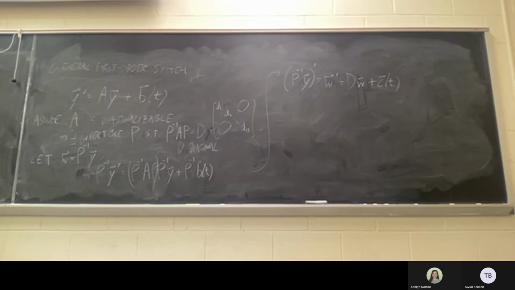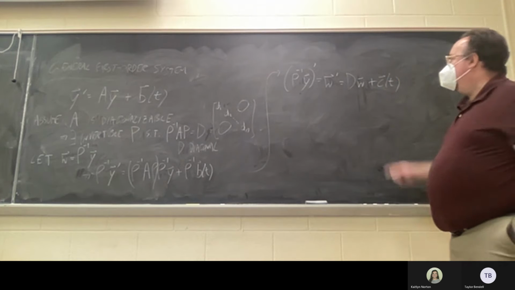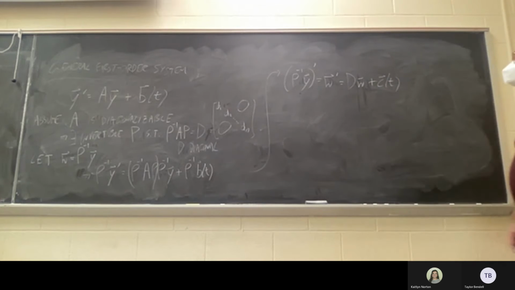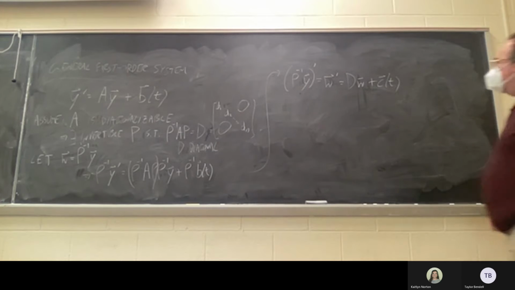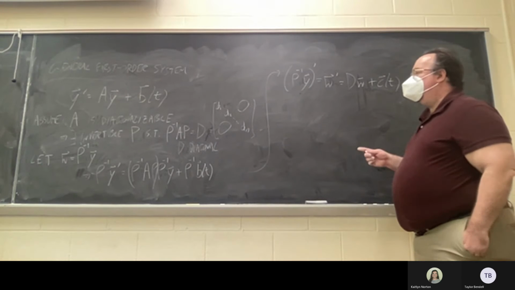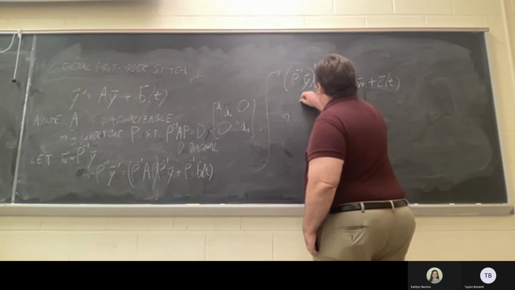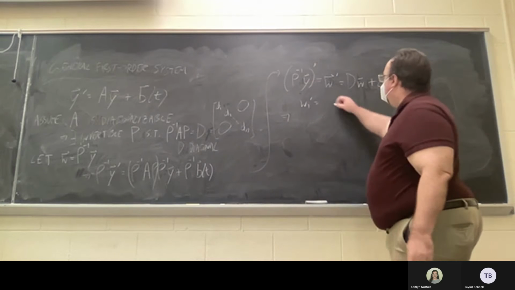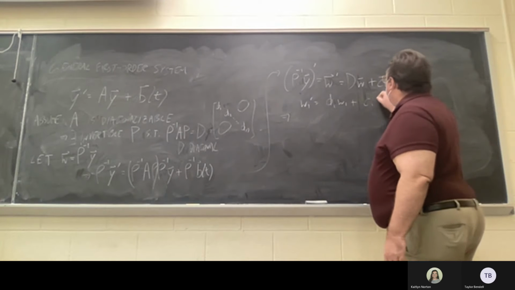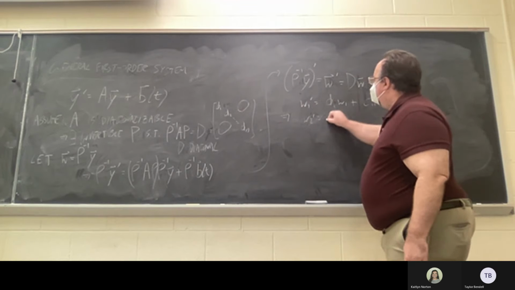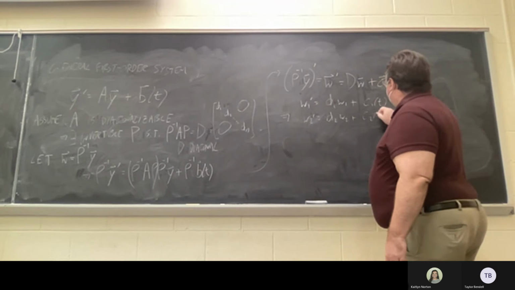So now I have a system of ODEs that has the same appearance as the original. Y prime is Ay plus b. Now I have W prime is DW plus c, except matrix D is diagonal. And the reason that's so important is, suppose I write out this system component by component. W1 prime is equal to d1 W1 plus c1 of t. W2 prime is d2 W2 plus c2 of t, and so on.